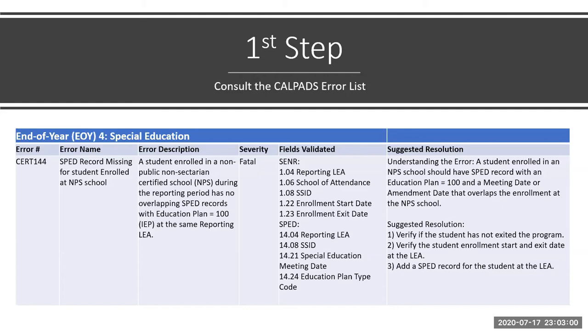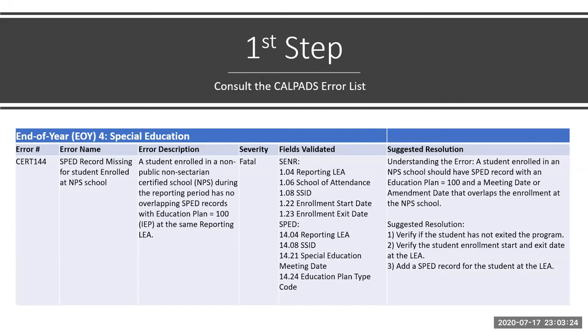And the error description would tell us the problem. A student enrolled in a non-public, non-sectarian certified school during the reporting period has no overlapping special education program record with the Education Plan 100 at the same reporting LEA. So this generally tells us that a student who's enrolled at an NPS school does not have an IEP record, okay?